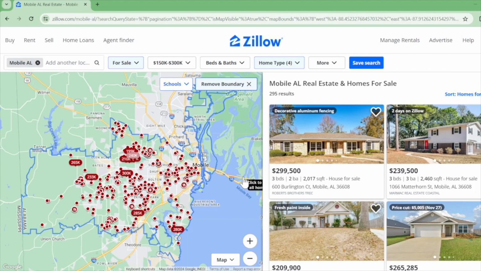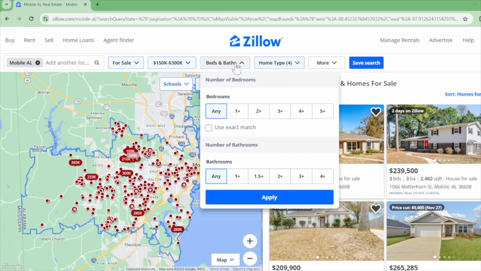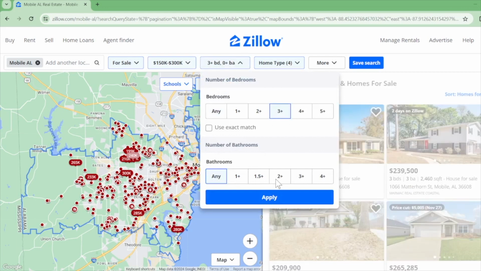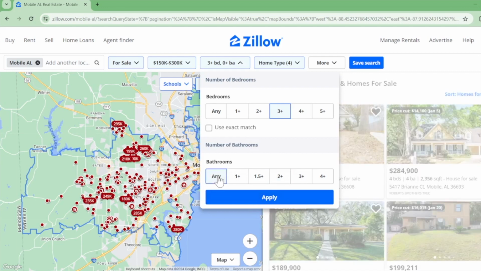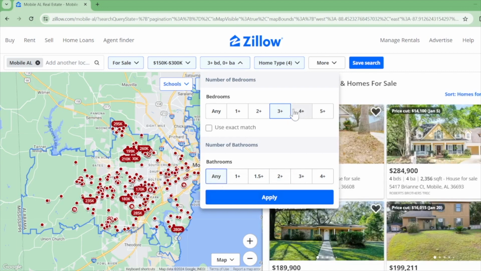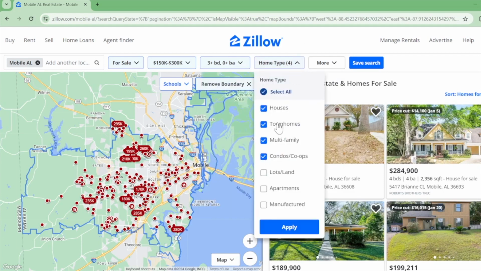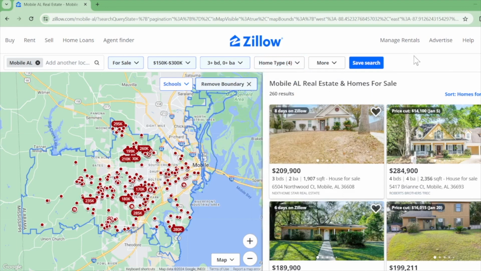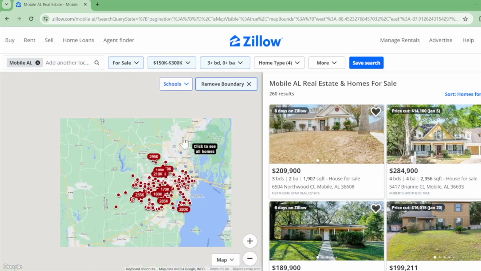Now, I am going to be looking for 3-bedroom, 2-bathroom. You know what? I'm going to go any bathroom. I don't want to limit that, but I definitely want at least 3 bedrooms in the home I'm looking at in Alabama. Home type, any of these is okay. House, townhome, multifamily, condo, totally fine. Totally cool with that.